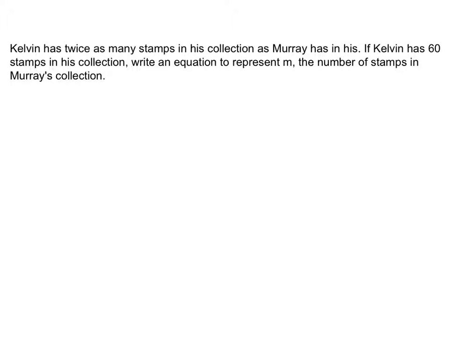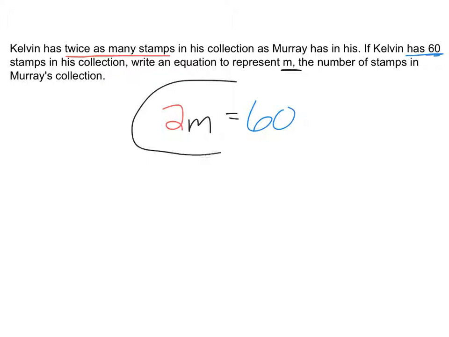So Kelvin has twice as many stamps in his collection as Murray has in his. If Kelvin has 60 stamps in his collection, write an equation to represent m, the number of stamps in Murray's collection. So Murray has m stamps, and Kelvin has twice as many. So we're going to take the number for Murray and multiply it by 2. And that should be equal to the number that Kelvin has, which is 60. So the equation that we would write here is 2m equals 60.